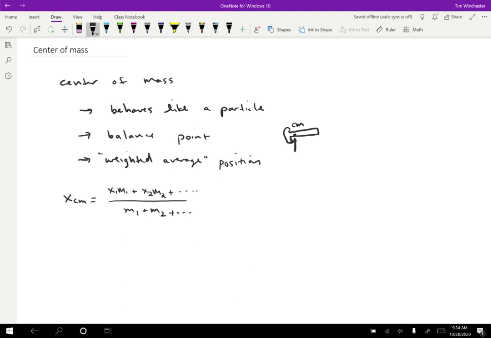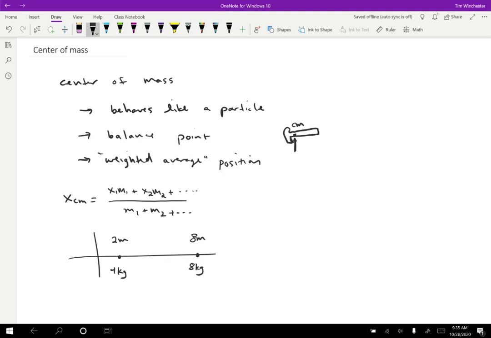Okay, so let's just do a quick example. Let's say that you have a coordinate system like this, and maybe at x equals 2 meters, you have one particle, and then over here at x equals 8 meters, you have a second particle, okay? But the two particles are not equal. So one is going to have a 4 kilogram mass, and the other will have an 8 kilogram mass.